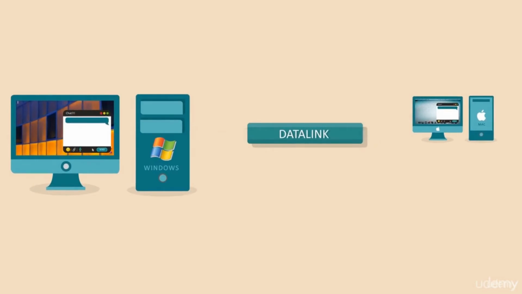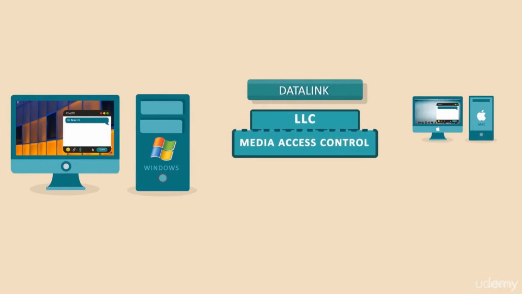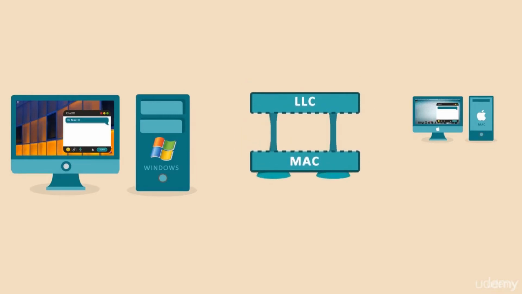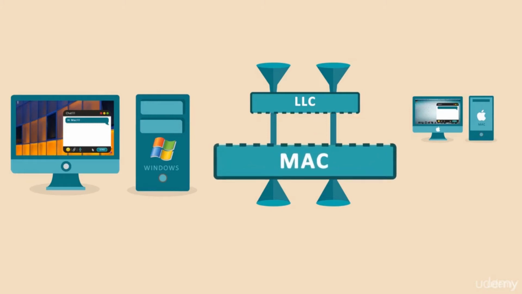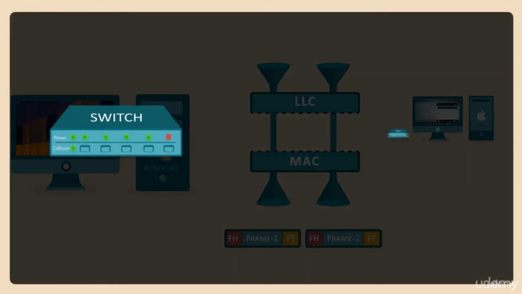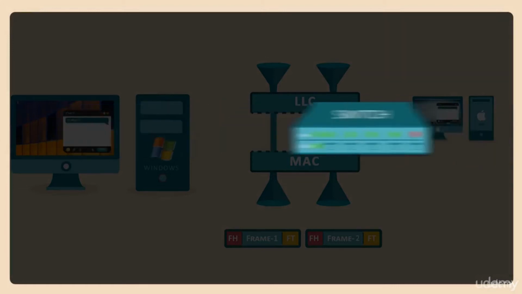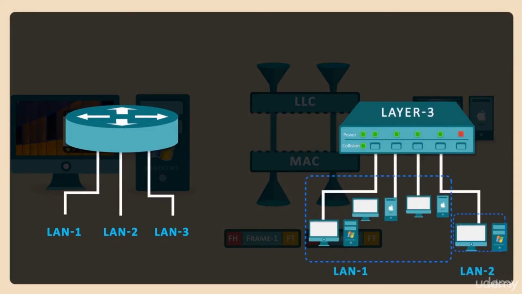This layer is further divided into two sublayers, Logical Link Control, or LLC, and the Media Access Control, or MAC. LLC ensures reliable data transmission by appending sequence number to each transmitted packet before sending and sends back an acknowledgement for each received packet. When the MAC layer receives the data from LLC, it interacts with the physical layer below. This is responsible for creation of frames from the packets it received from the network layer, on appending a frame header and frame trailer. Switch and hub come into play at this layer. Unlike the router, the switch and hub cannot connect two different networks. However, a layer 3 switch can act like a router.